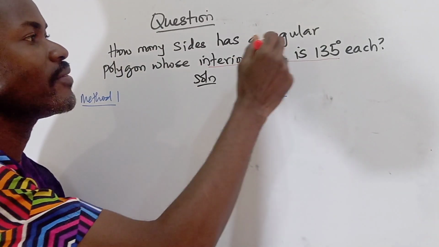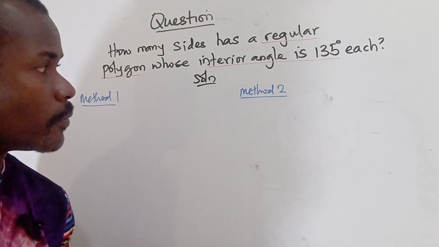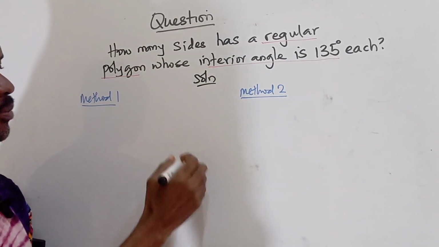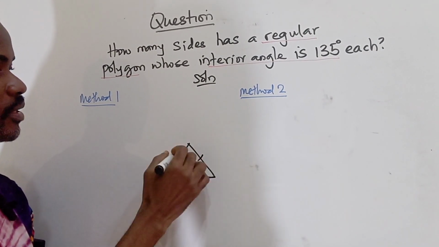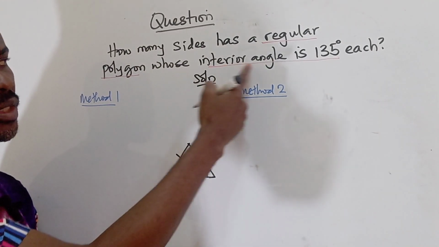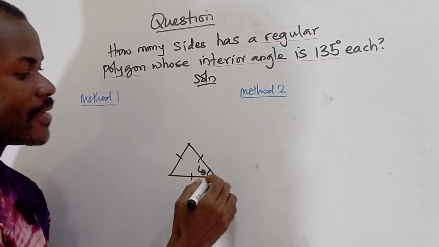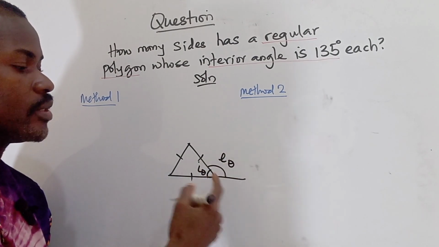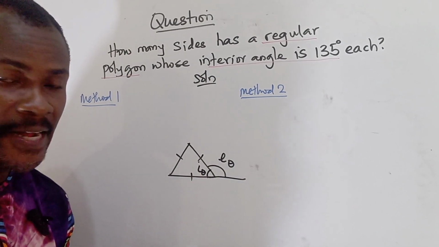Since we have a regular polygon, it means the lengths of all the sides are equal. So the first approach is, I'm going to use, for instance, a triangle. All the sides are equal. So this is my interior angle. Let's call it I theta. Now, if I extend this, I'm going to have E theta. So this is the external angle. This is the internal angle.